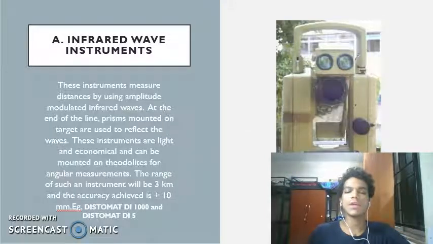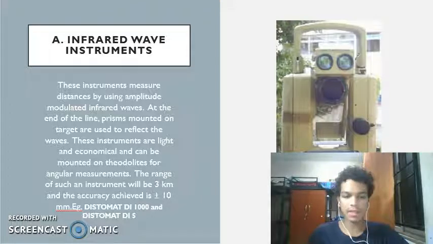They may broadly be classified into three types: infrared wave instruments, light wave instruments, and microwave instruments. The first type is infrared wave instruments. These instruments measure distances by using amplitude modulated infrared waves. At the end of the line, prisms mounted on the target are used to reflect the waves.